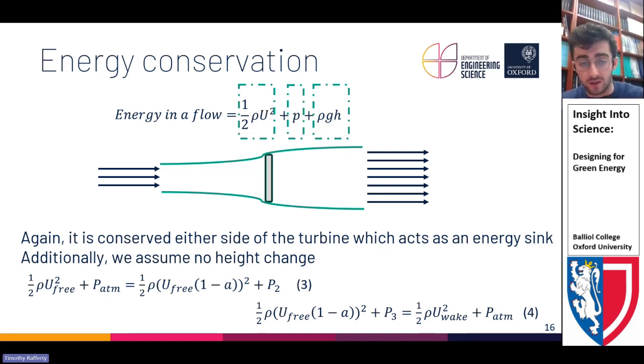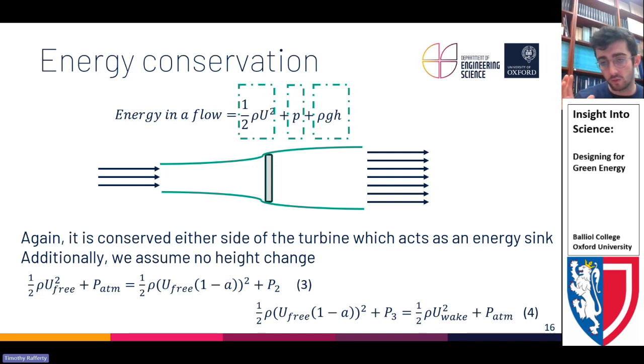And on the other side of the disk, we start off again with this special velocity, which is less than the free stream velocity. And so we get the kinetic energy from it, plus an unknown pressure, P3, don't know what that is. And it's equal to downstream, down in the wake, the velocity, we'll call it u wake, don't know what that is, half rho u wake squared, kinetic energy, but it's going to be atmospheric pressure again.